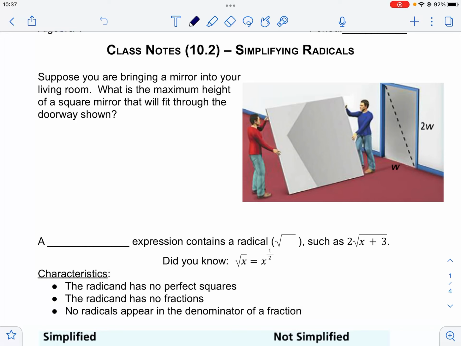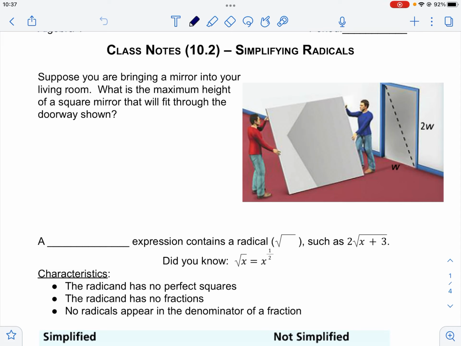These are the notes on section 10.2, simplifying radicals. So our goal by the end is to solve a question like this. One application for simplifying radicals is using the Pythagorean theorem. Suppose you're bringing a mirror into your living room. What's the maximum height of a mirror that will fit through the doorway?